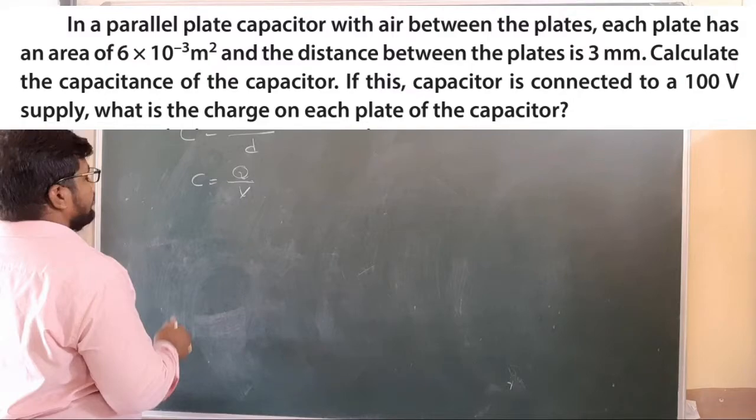In a parallel plate capacitor with air between the plates, each plate has an area of 6 into 10 power minus 3 meter square, and the distance between the plates is 3 mm. Calculate the capacitance of the capacitor. If this capacitor is connected to a 100 volts supply, what is the charge on the plate of the capacitor?